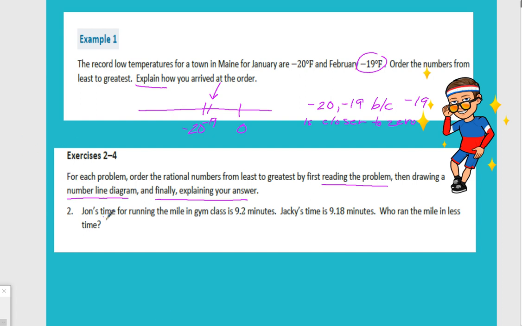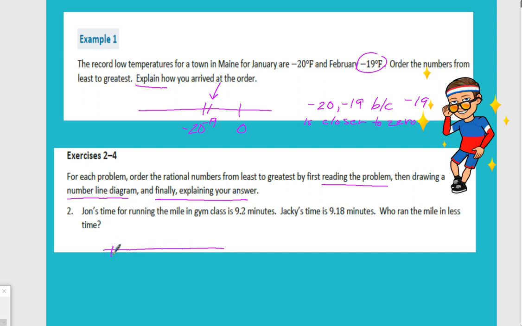So, first of all, I need to ask myself, if I am running a race, do we want a larger time or a smaller time? We want a smaller time, right? Because a larger time would take us longer to get there. So in order to say who's the fastest, we need to know who came in first, right? Okay, so we have to draw a number line.